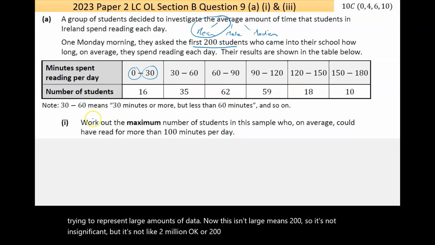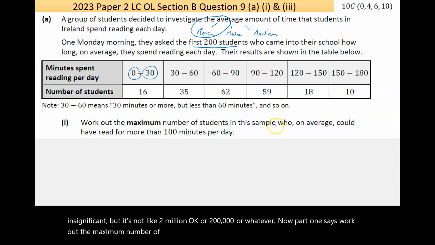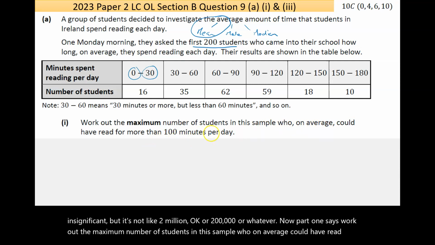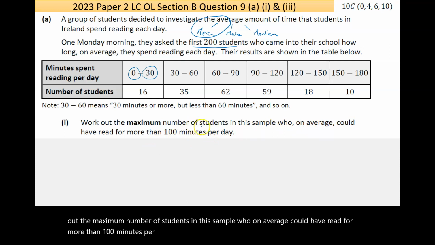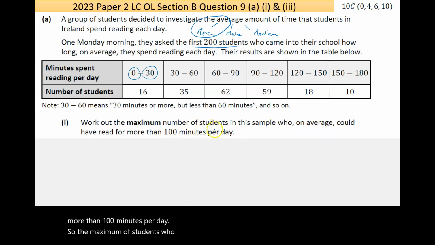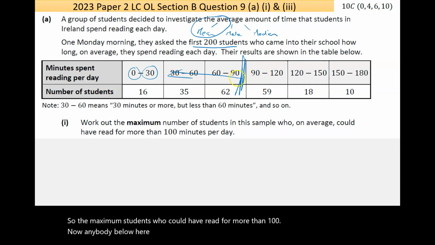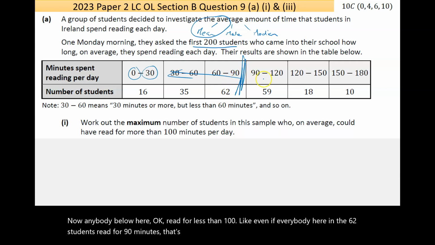Now, part 1 says work out the maximum number of students in this sample who, on average, could have read for more than 100 minutes per day. So the maximum number of students who could have read for more than 100. Now, anybody below here, okay, read for less than 100. Like, even if everybody here in the 62 students read for 90 minutes, that's still less than 100 minutes.